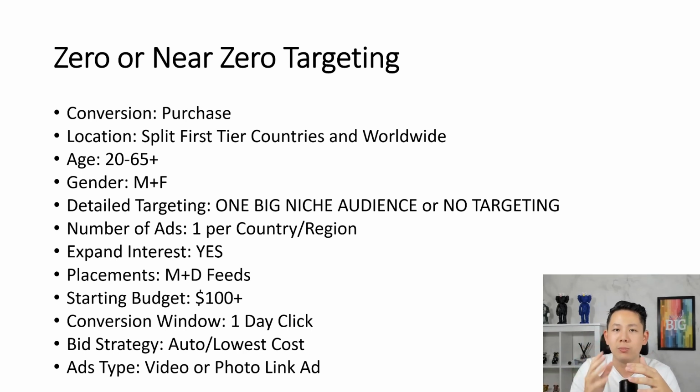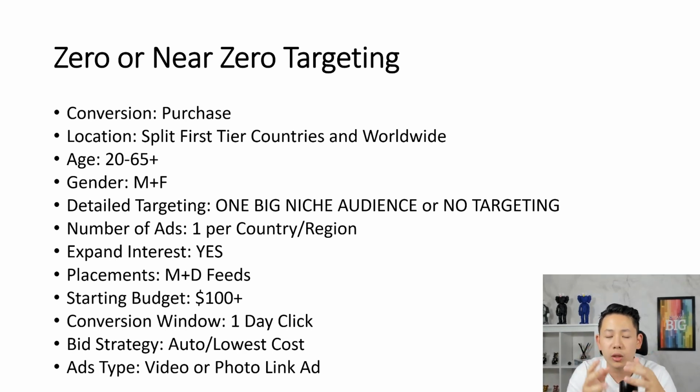This works as well as no targeting. What that means is you don't put anything inside the targeting, and basically you're just targeting everyone in that specific location. So there's no targeting involved here as well. Either you use one huge one or you simply put nothing in there. This will allow the pixel to go really deep into finding that purchase and that buyer for you.